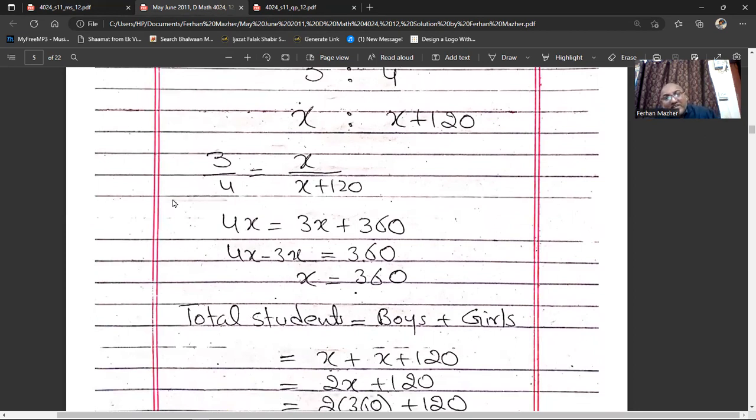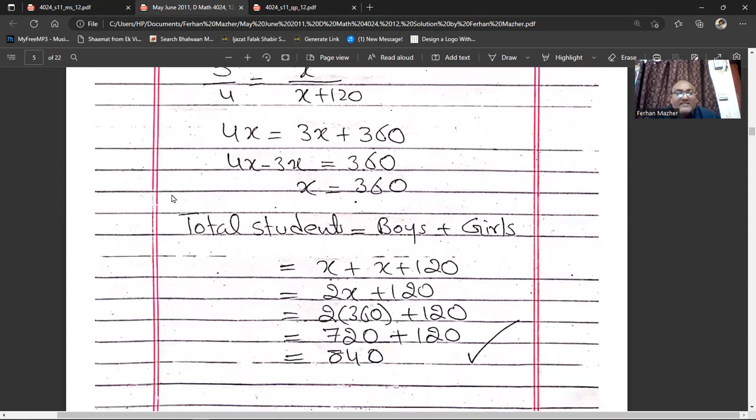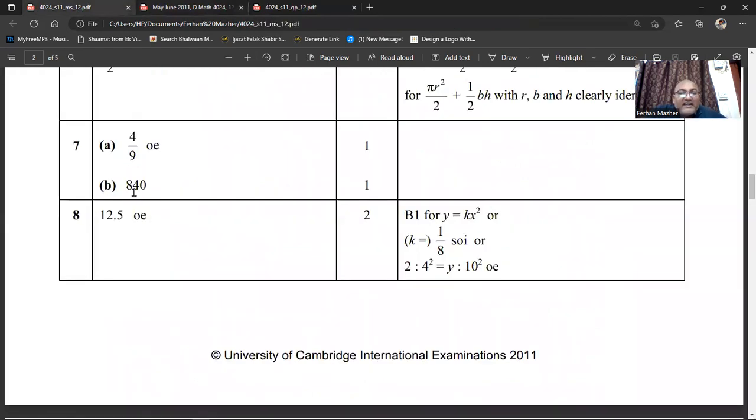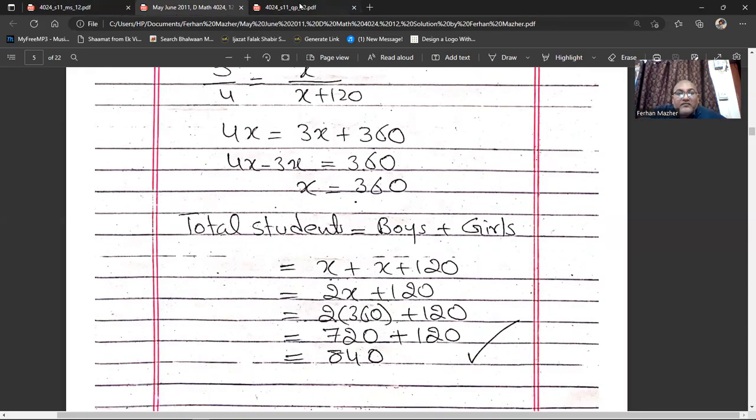So the total students are boys plus the girls. The boys are X, the girls are X plus 120. So it will be 2X plus 120. Just put the value of X. So 2 into 360 plus 120. So that will be 720 plus 120. And that will be 840. 840 is the right answer.